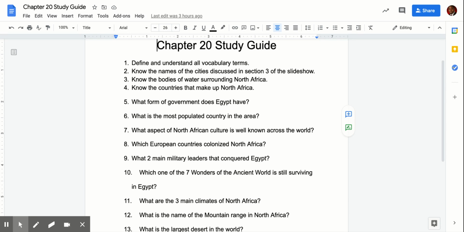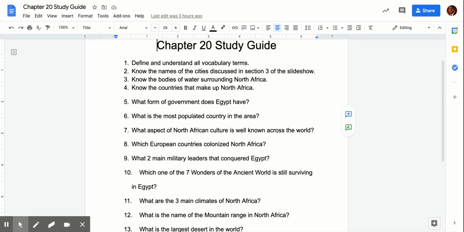Number 9, what are two main military leaders who conquered Egypt? Now, Egypt was conquered by multiple different countries, but this time I only want you guys to learn about 2 of those, and those are the 2 that we talk about in section 2. Number 10, which one of the 7 ancient wonders of the world is still surviving in Egypt? All right, so this question is answered in section 2.